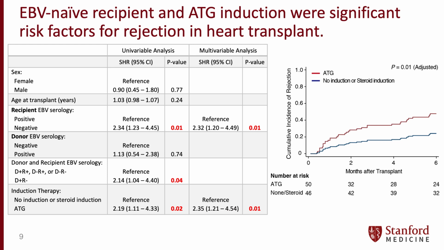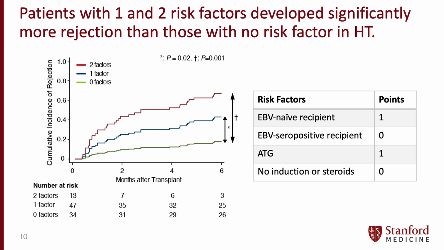In heart transplant, EBV naive recipient and ATG induction were significant risk factors for rejection. As shown in the cumulative incidence curve, ATG developed significantly more rejection than no induction or steroid induction in heart transplant. If the 2 risk factors of EBV naive recipient and ATG induction were combined, the rejection risk was clearly stratified as shown in this figure. Patients with 2 and 1 risk factors developed significantly more rejection than those with no risk factor.